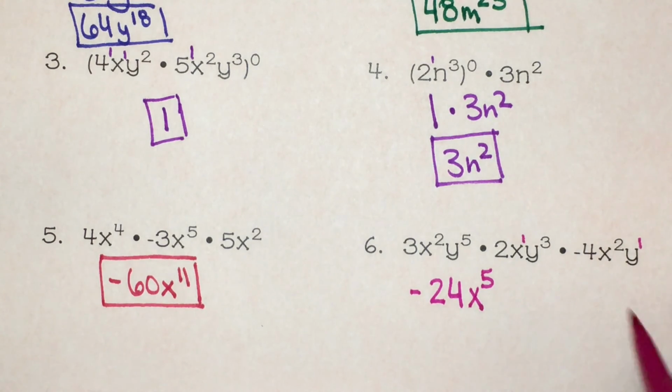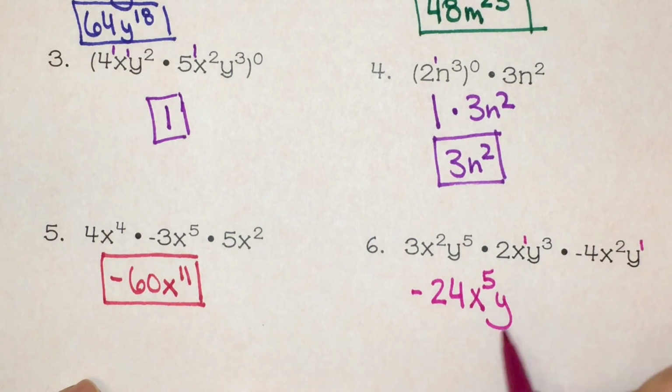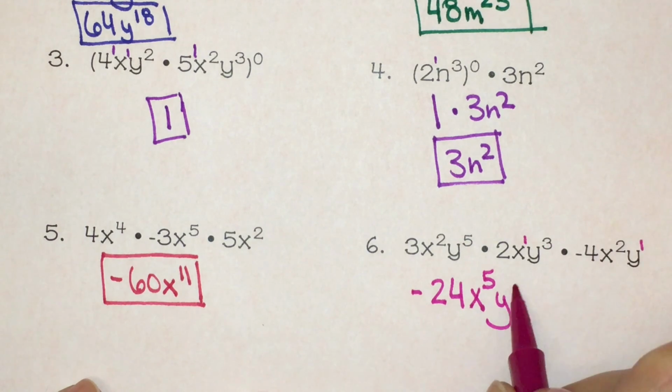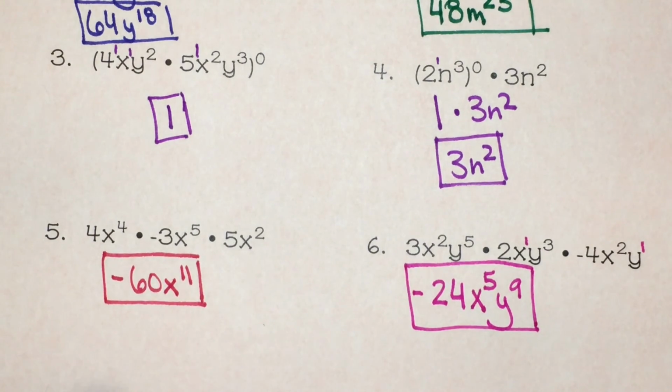Now we're going to do y. Remember, this means times y, even though I just put the y there. We have 5 plus 3 is 8. 8 plus 1 is 9. So negative 24, x to the 5th, y to the 9th.